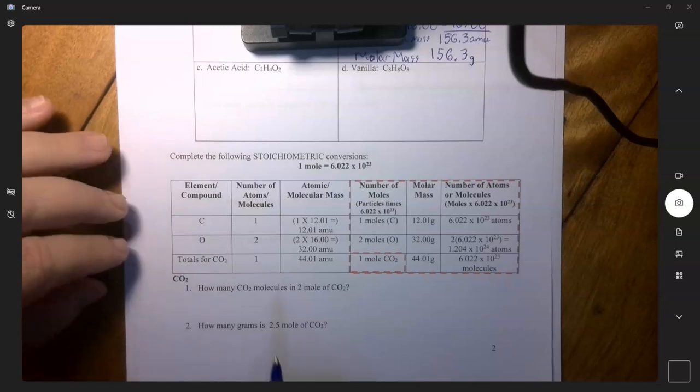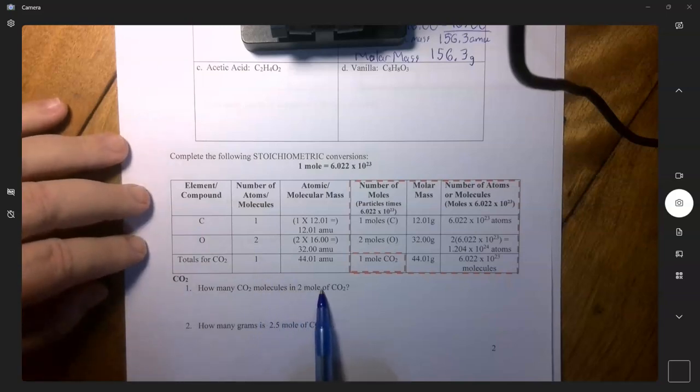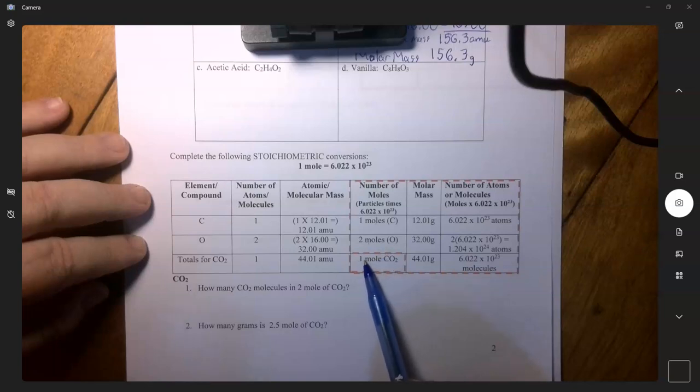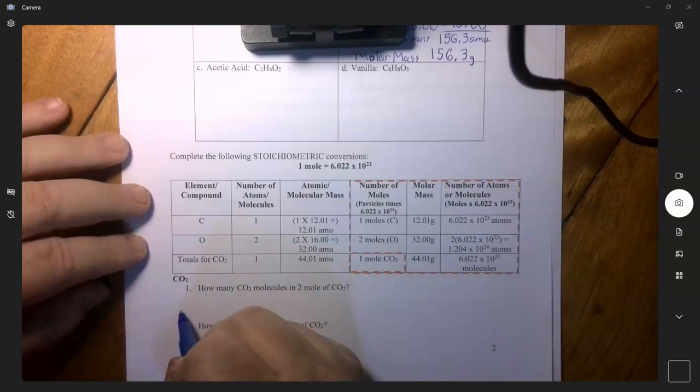Okay, so how many CO2 molecules in 2 moles of CO2? So in 1 mole of CO2, there's that many molecules. So in 2 moles of CO2, if we wanted that to be 2 moles, we'd need 2 times that many molecules. So here's how I'd like you to write out the answer as a complete sentence.